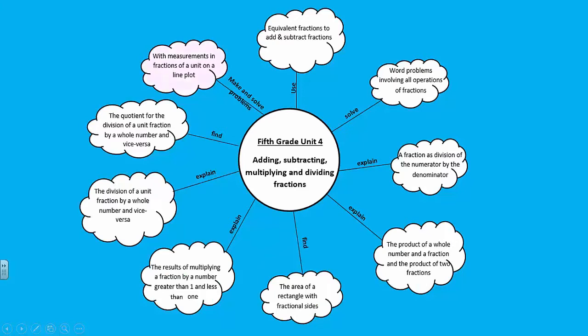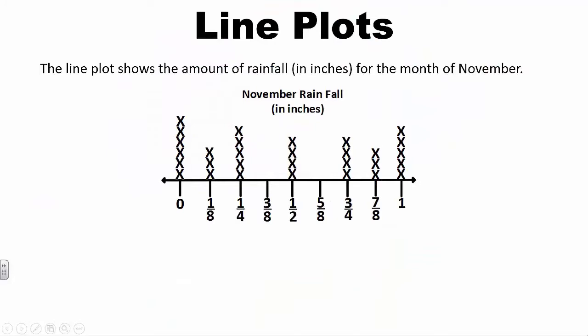In the final segment of the video, we'll look at Standard MD2, make and solve problems with measurements in fractions of a unit on a line plot. Standard MD2 calls for students to make a line plot to display a data set of measurements in fractions of a unit using halves, fourths, and eighths. Students use operations of fractions at the 5th grade level to solve problems involving information presented in line plots.